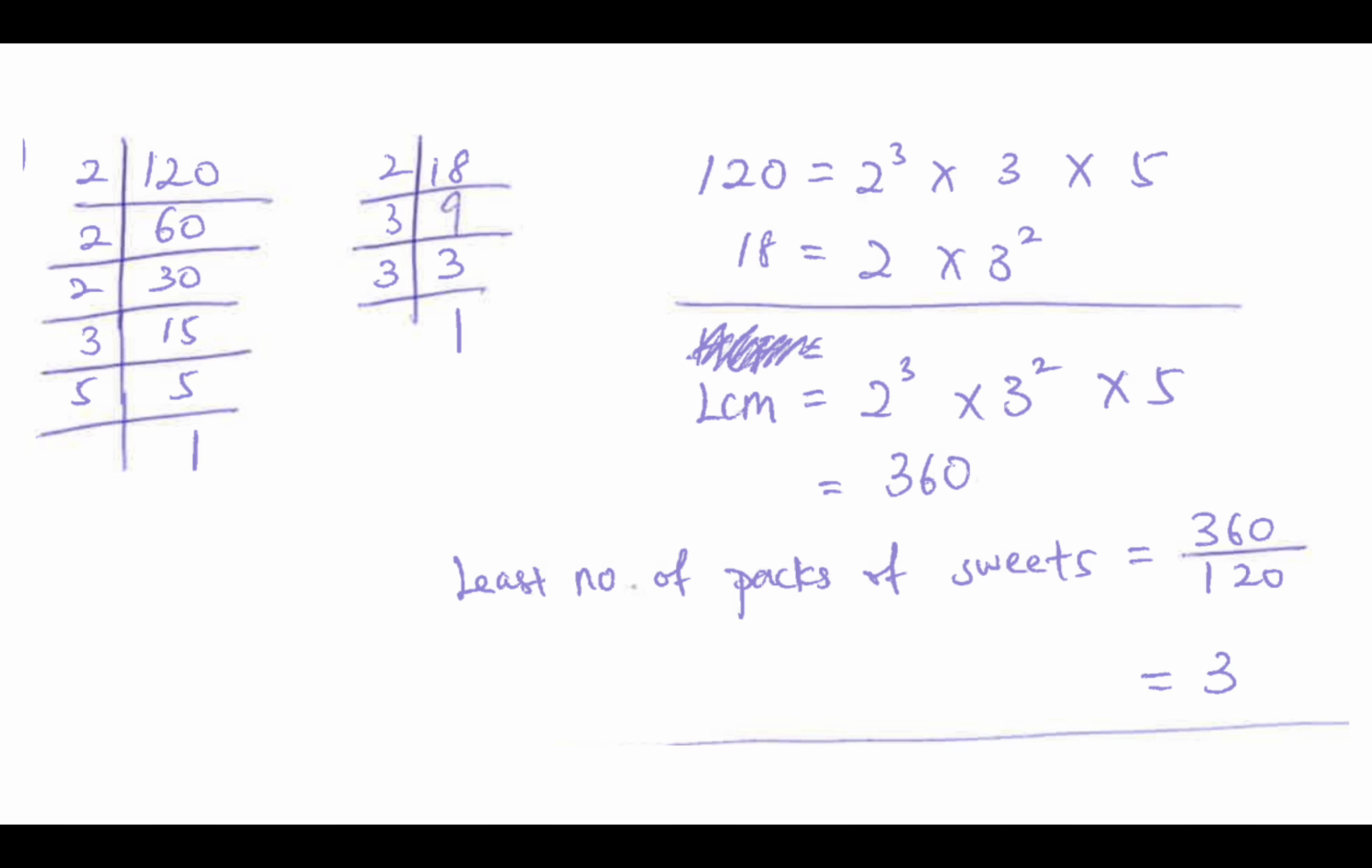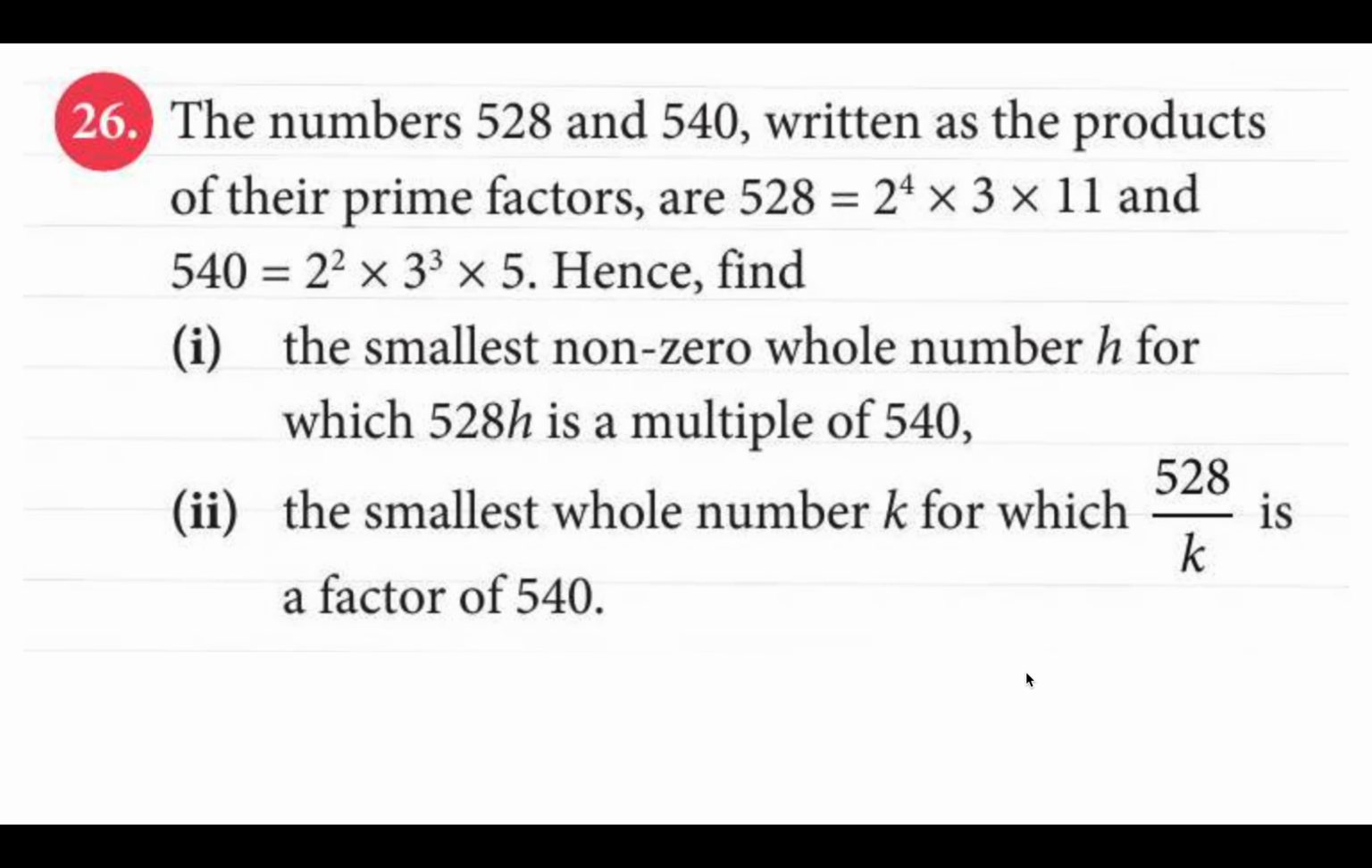So by finding the LCM, which we already had some practice, we list them out. So we get 2 to the power 3 from the 120, 3 to the power 2 from the 18, and 5 from the 120. We get 360, right? So 360 is the total number of sweets. Now the question asks for the least number of packs. So since they come in packs of 120, 360 divided by 120 gives us 3 packs of sweets. Right? Now here comes another interesting question.